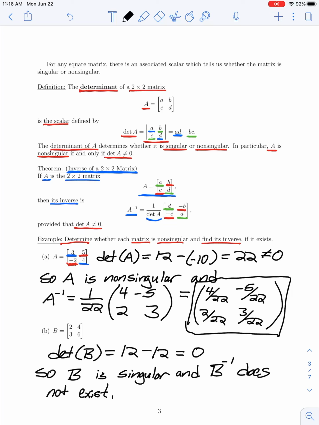So the determinant of a matrix is telling us whether or not it is invertible. All right. And we'll see as we keep moving through the course why exactly that determinant tells us whether a matrix is non-singular.